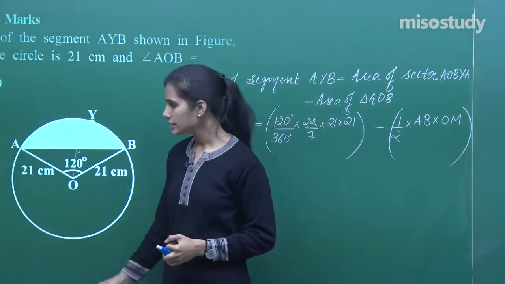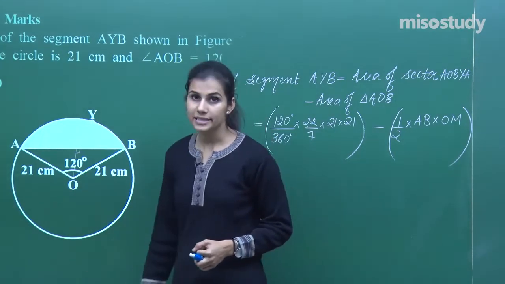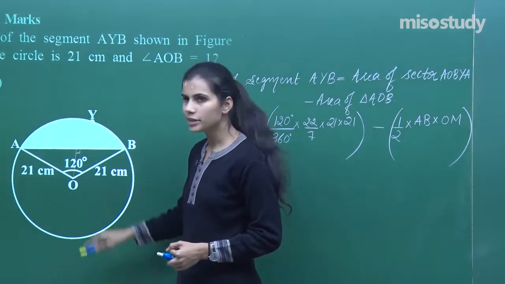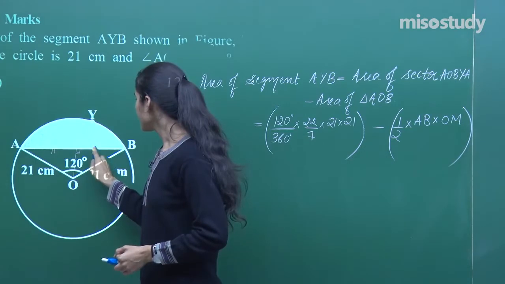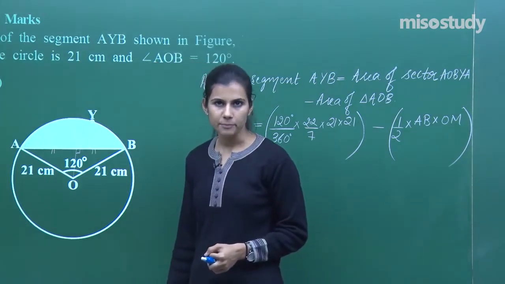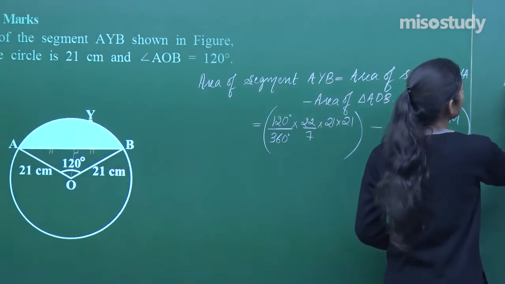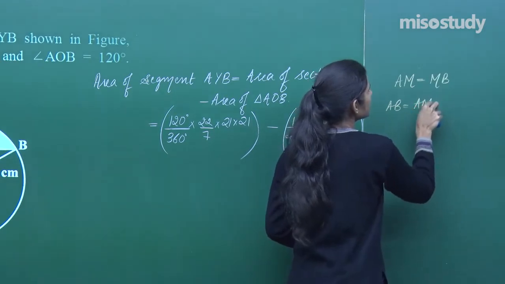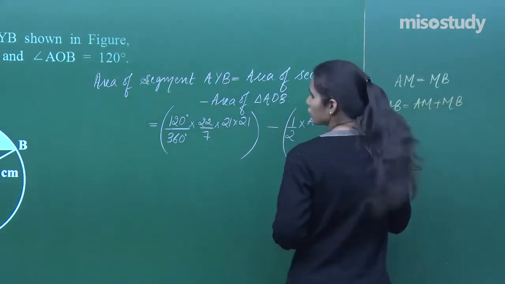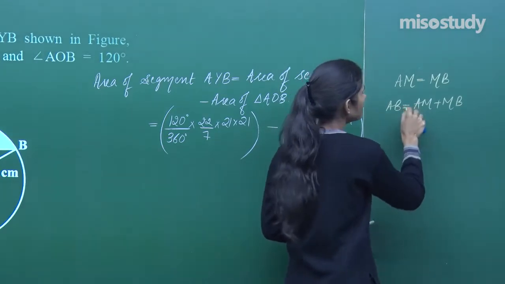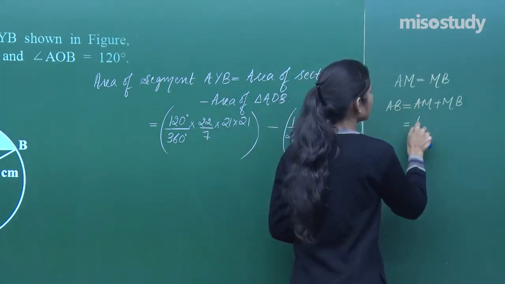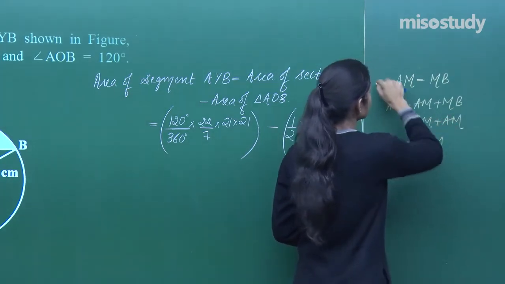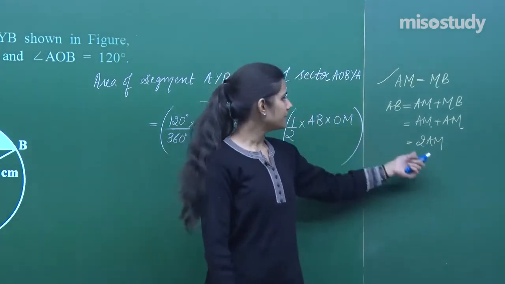Now please try to recall this. Perpendicular from the center to the chord bisects the chord. AB actually is a chord of this circle and OM is a perpendicular drawn from the center to this chord. So it will be bisecting this chord. AM will be equal to MB. I know AB is AM plus MB, so I can write this as AM plus AM because MB is the same as AM. So twice of AM is my AB. Clear? AB is twice of AM.